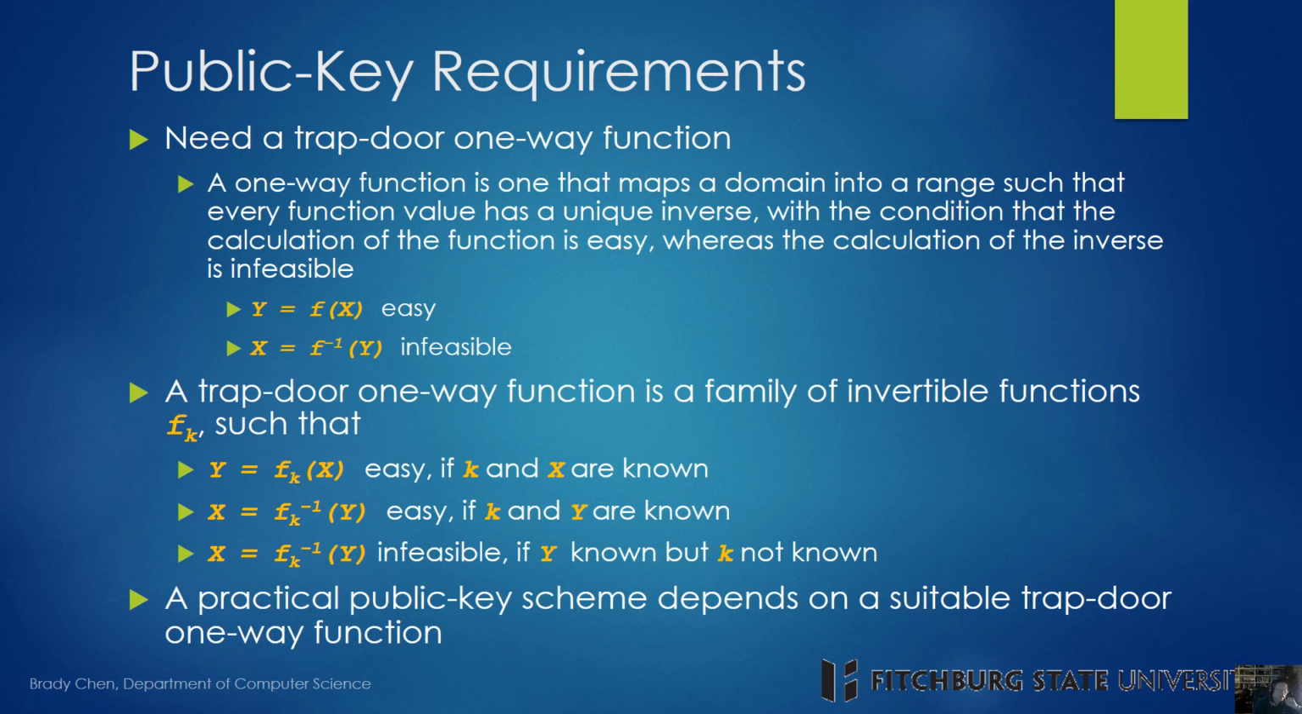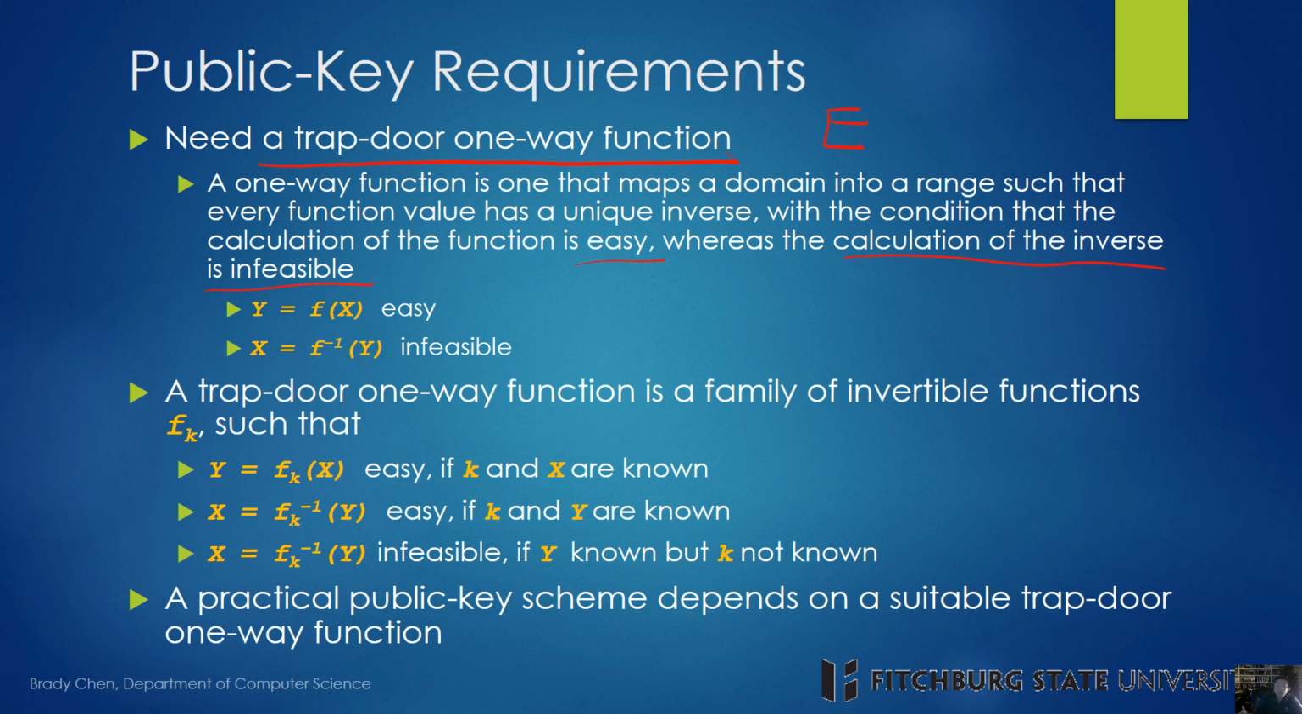Okay, here's the last slide for part A. In order to do this, it's almost like in math. We try to find a one-way function. If we treat the encryption algorithm as a function, you can go in one way, and it's so difficult to go in the opposite way. So we need something called a trapdoor one-way function. A one-way function is one that maps a domain into a range such that every function value has a unique inverse, with the condition that the calculation of the function is easy, while the calculation of the inverse is infeasible.